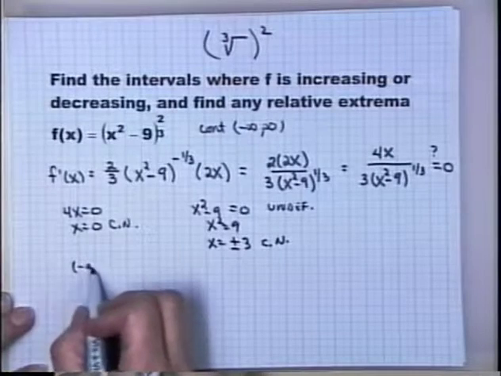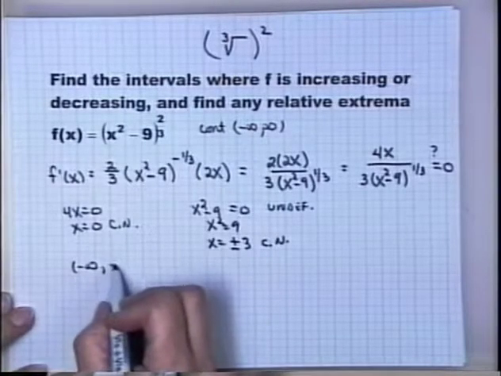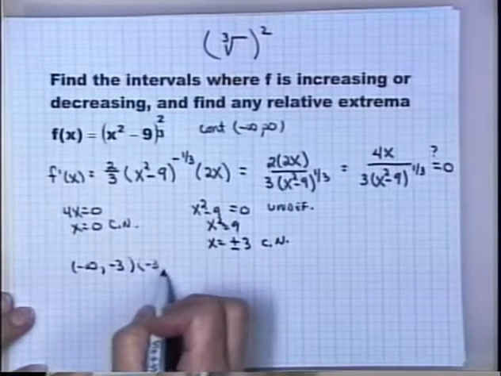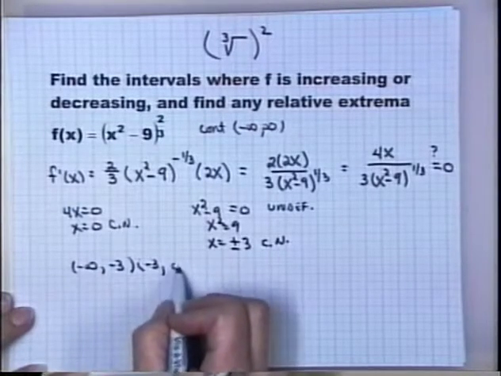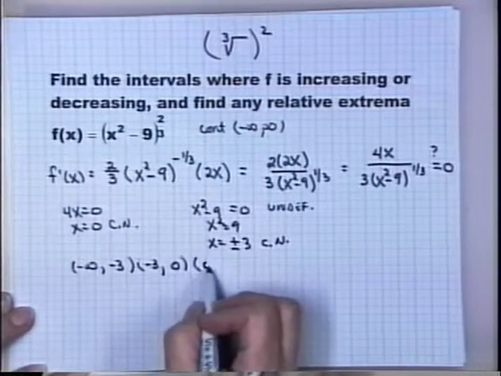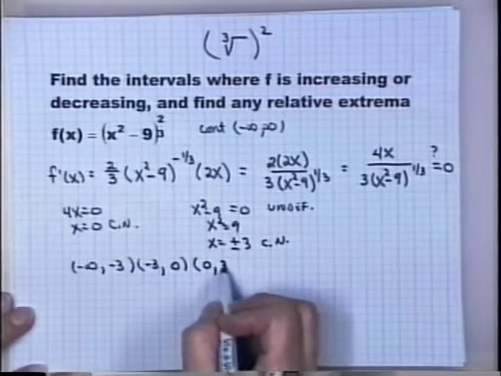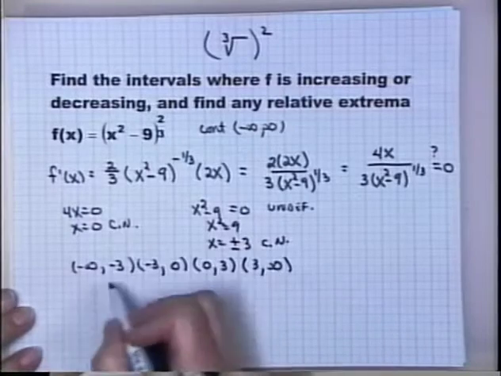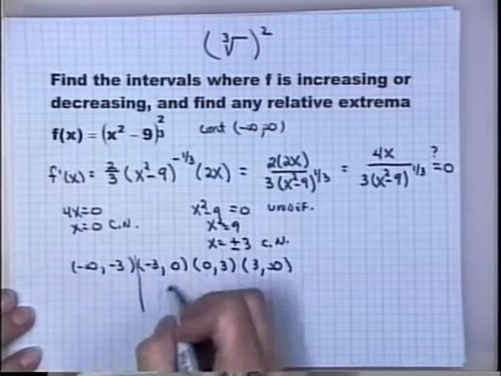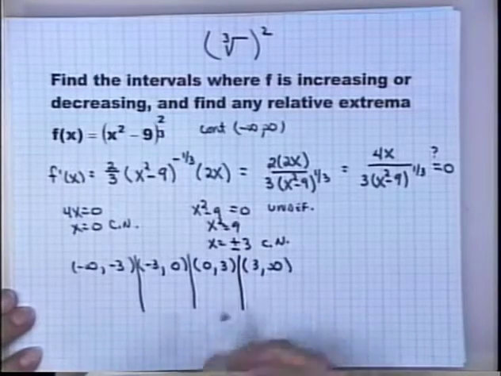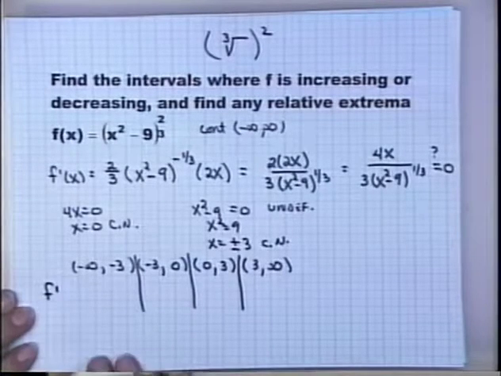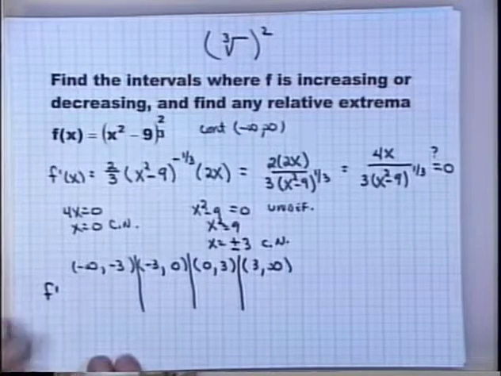Starting from negative infinity, my first critical number would occur at negative 3, and then continuing to the left. Negative 3, my next critical number is 0. And then 0 to my next critical number of positive 3, and finally positive 3 to infinity. If you have trouble seeing those intervals, you might want to actually draw the number line and place them on there. Now again, remember, we're looking for the sign of my first derivative.